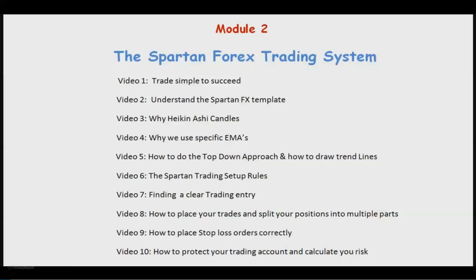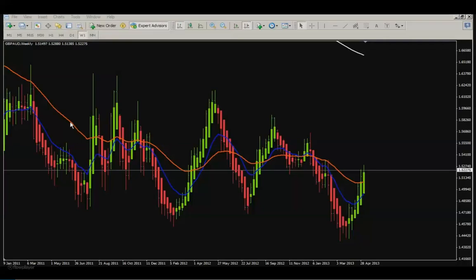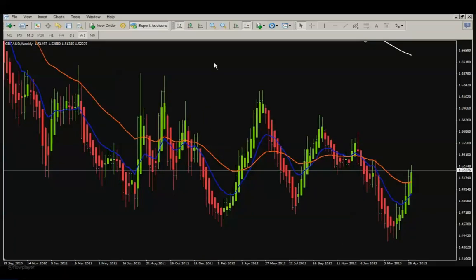Video 6, the Spartan trading setup rules. In order to find a setup, you need to do your top-down approach and you need to draw your trend lines, of course. And we will do that right now. A historical example on GBP Aussie. I just chose one pair. It doesn't really matter. It's not that easy, I would say, compared to a very trending pair right now.